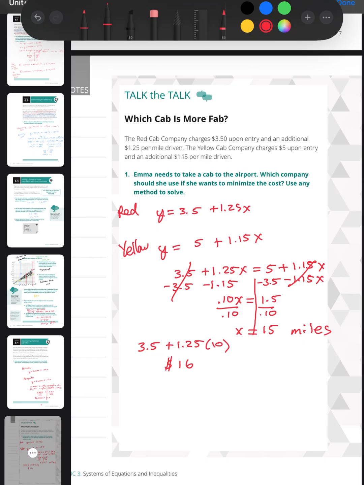And then for the yellow cab company, if I plug in also 10 and simplify that one, that's going to cost me $16.50. So if we're going less than that point where they're even, if we're going less than the 15 miles, it looks like the red cab company is a better deal, which means if we are over the 15 miles she needs to travel, that means the yellow cab company would be the better deal.